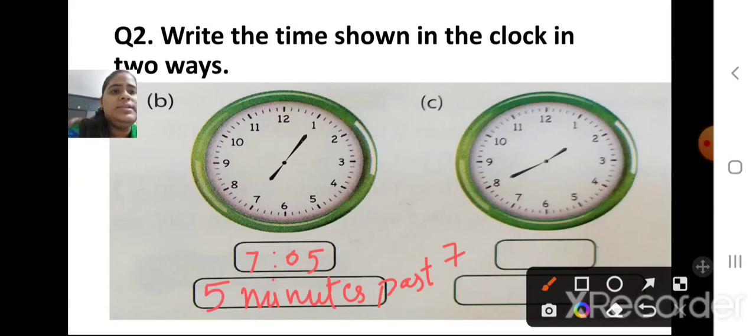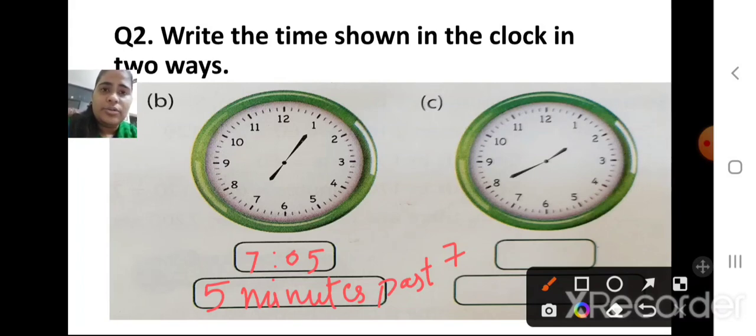Next is C1. You can see, children, the hour hand is between 1 and 2. So it is not yet 2 o'clock. 1 o'clock is over, right? So the hour hand will be 1 o'clock. The minute hand is on 8, right? Correct? 8 fives is 40. So the time is 1:40.